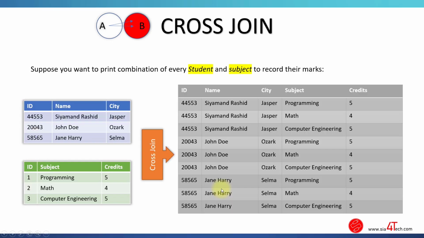The other example is, suppose you want to print a combination of every student and subject to record their marks. So we have a student table and subject table. So when we use cross-join, we get a table like this. As you see, each student has been repeated 3 times as we have 3 subjects. So let's jump onto our SQLite Studio and see how to use cross-join.